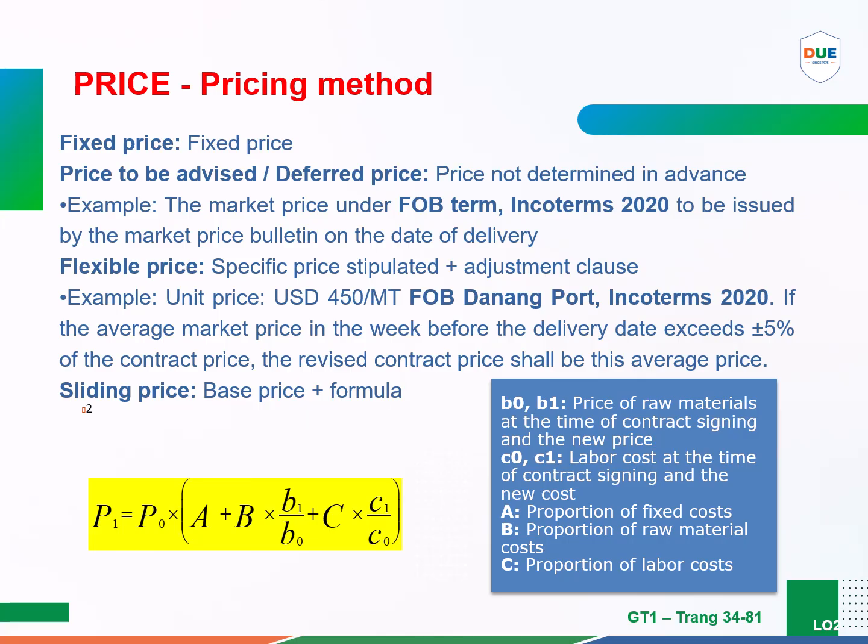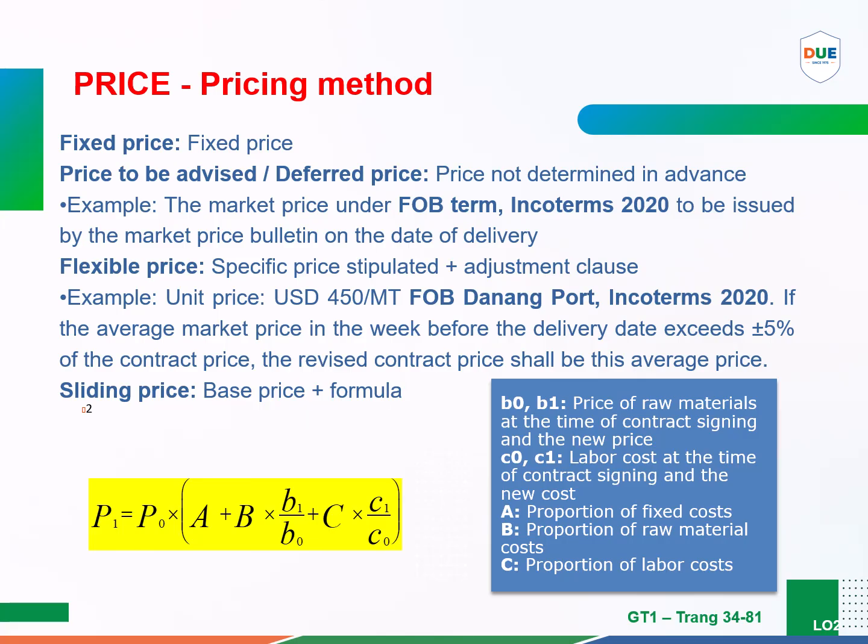With a price to be advised, or deferred price, the parties do not set a specific price at the time of signing but agree on a method to determine it. For example, the price may be based on the FOB market price under Incoterms 2020 as published in a market price bulletin on the delivery date. This method is suitable for goods with highly volatile prices but requires transparent and mutually accepted price information.